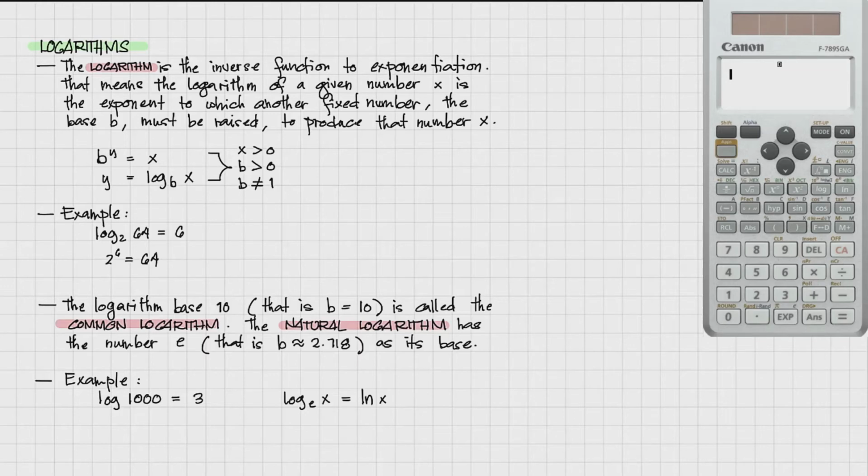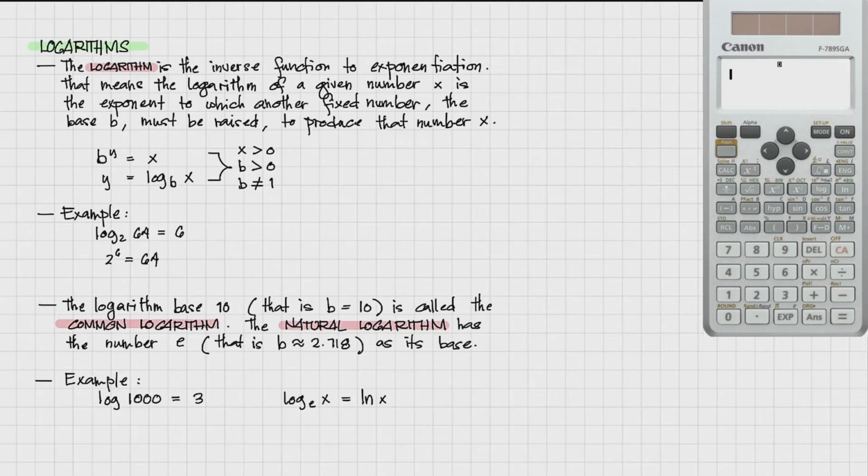Why these conditions? If, for example, your b is equal to 0 or less than 0, any number raised to 0 is still 0. And 1 raised to any number would still be 1. Right? So that's why we have these conditions. So an example of this one: we have log of 64 base 2, and that is equal to 6. So simplifying this, we have the original term here: 2 raised to 6 is equal to 64.